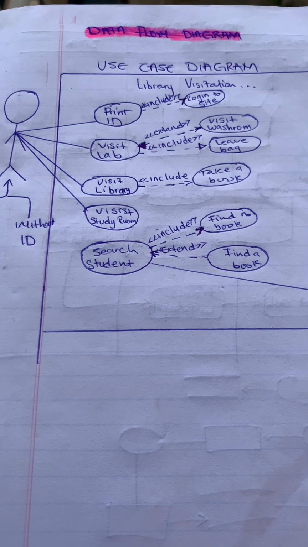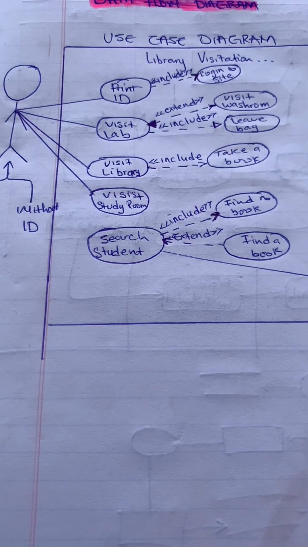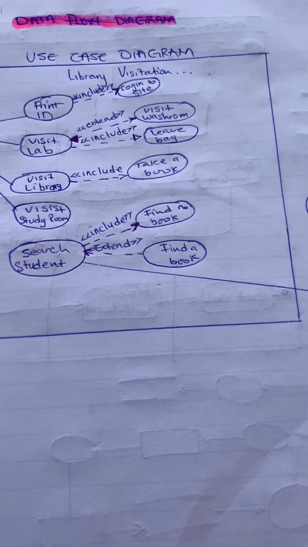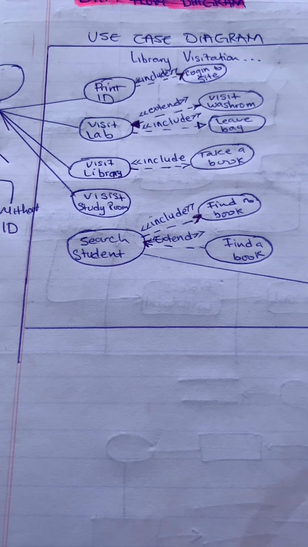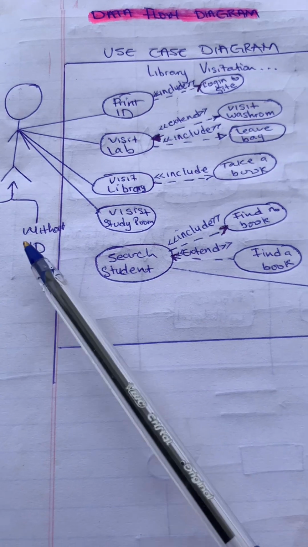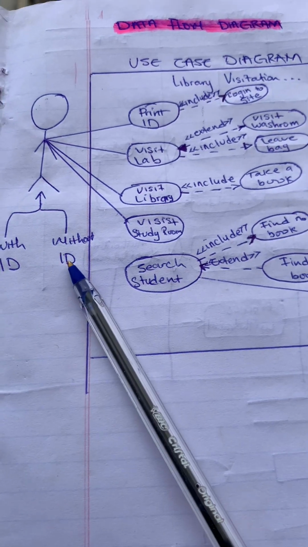So I'm going to start with the use case diagram. When it comes to a use case diagram, you have to identify the components, which are actors, use cases, and stereotypes or relationships. So here we have a library visitation design, and we have the actor here as a student, but here we have a student with ID and a student without ID.